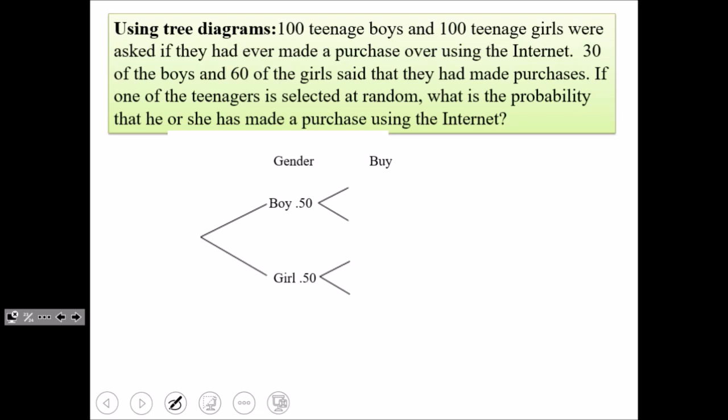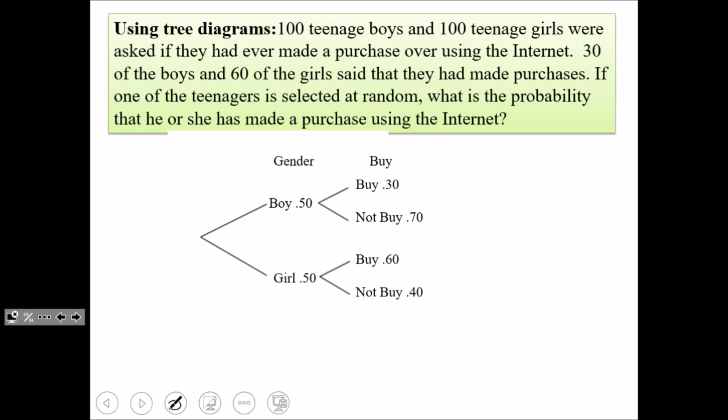30 of the boys bought something. 60 of the girls bought something. So for boys, they either bought or they didn't buy. Girls bought or they didn't buy. For the boys, 30% bought. For the girls, 60% bought. How about didn't buy? Well, they either bought or they didn't, 70% and 40% respectively. So I've almost got my tree complete.